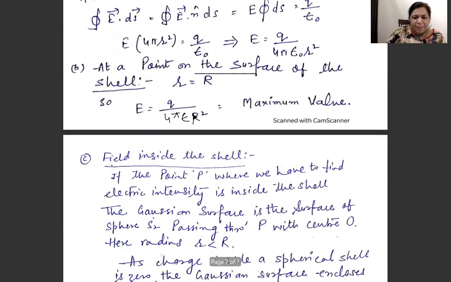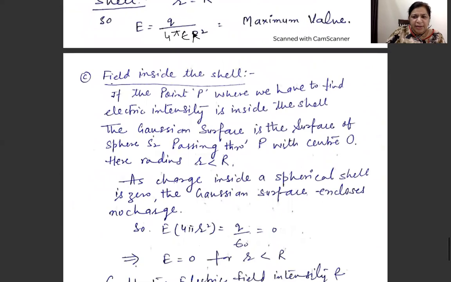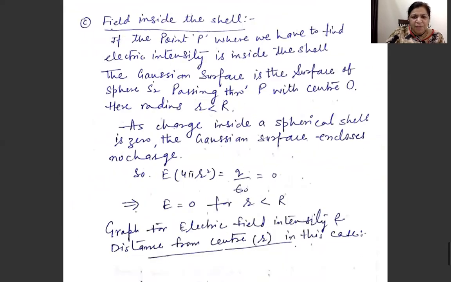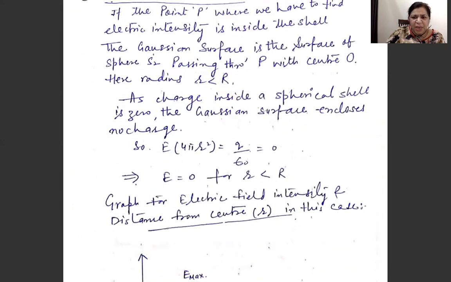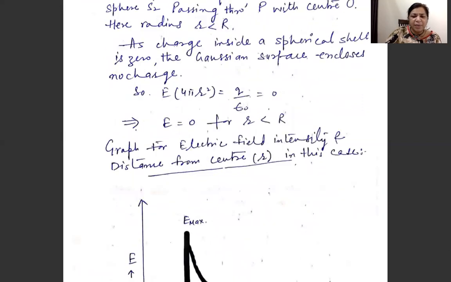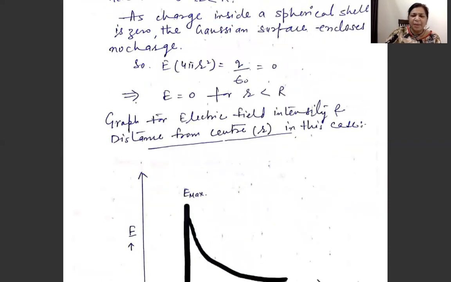So the point P where the electric field intensity is to be calculated, the Gaussian surface is the surface of the sphere S2 passing through P with center O. Here the radius is lesser than capital R. As the charge inside a spherical shell is 0, this Gaussian surface encloses no charge. So by the formula, we have E into 4 pi r square is equal to Q by epsilon naught, as Q is equal to 0. So the electric field intensity inside will be equal to 0 for r less than capital R.